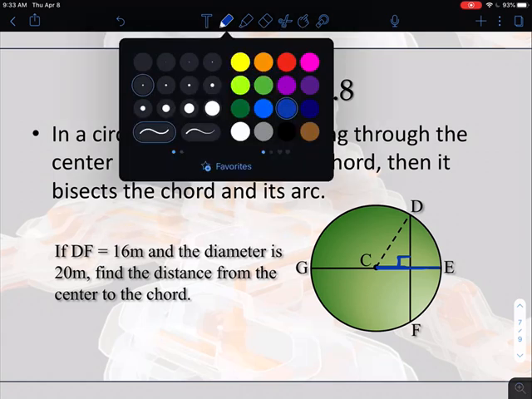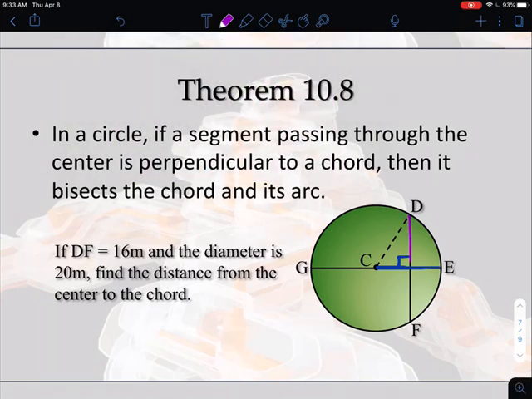I'm going to highlight the chord in a little bit different color here, so let's go purple. So here's my chord DF. I've got a segment that I highlighted in blue. It comes out of the center and is perpendicular to my chord, which I highlighted in purple. When I see that situation, my chord gets cut in half, as well as the arcs, because if the chords are the same, the arcs are the same. So this segment CE in blue is going to cut everything it touches in half, when it comes from the center and is perpendicular to the outside.